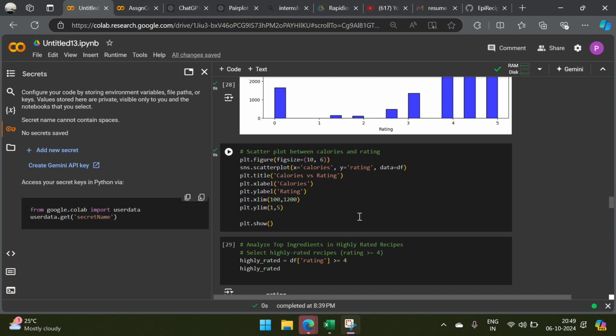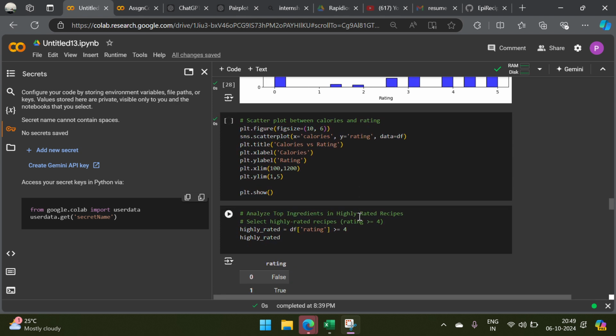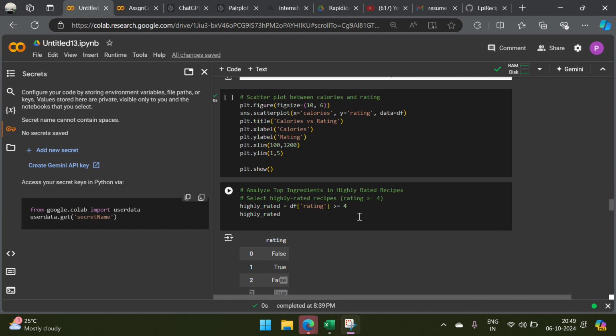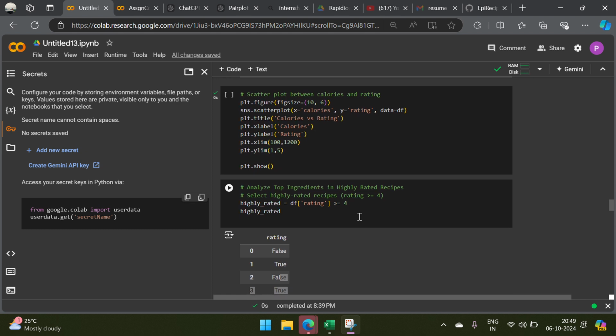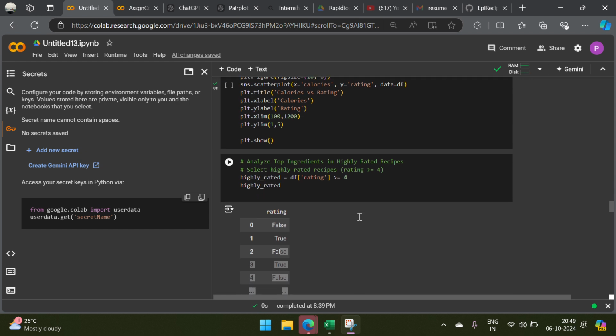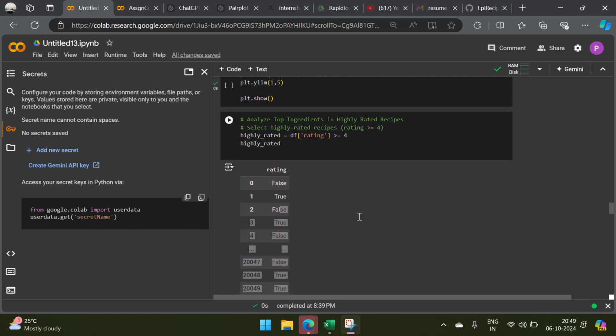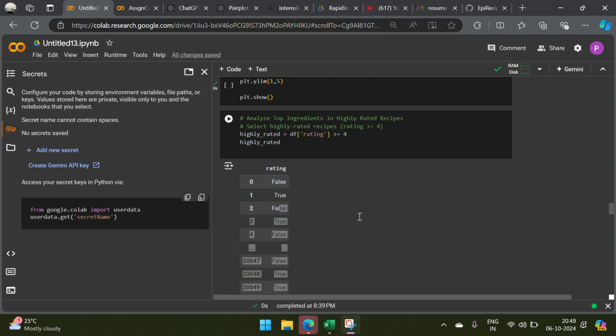Next visualization that I did was to understand how the calories and ratings are being affected. So yeah, I can say that there was not much that I could conclude between these two in the scatter plot. I didn't see much insight in this data.